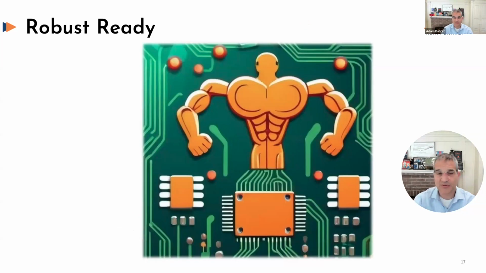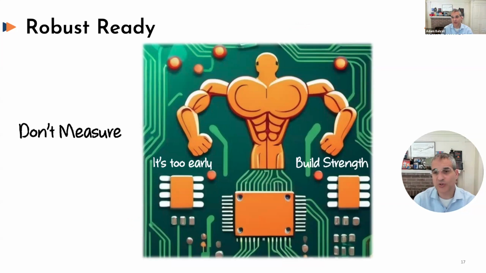The second one is robust ready. And this is all about early in the product development process with our technology. We don't want to spend a lot of time using reliability measurement tools. It's too early. Our goal is to build strength. We need to find the failures in our technology, root cause them, and come up with solutions as quickly as possible. If we spend a lot of time trying to measure the reliability of our product that early in the program, we are losing this very small window we have where we can make easy improvements. And we're losing the opportunity to have resource and use test stands for finding failures rather than demonstrating reliability.